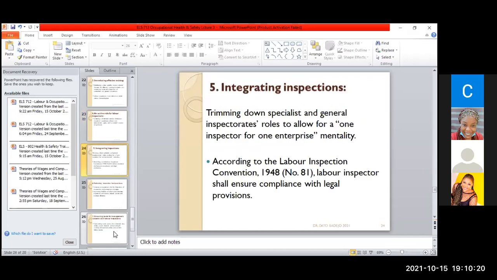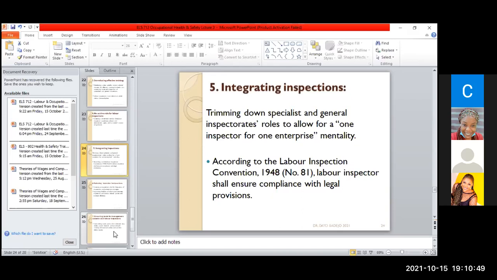Again, number 5, integrating inspection. As I said earlier, there should be a way to integrate all these people to work in synergy. There's need to trim down specialist and general inspectorate roles to allow for a one inspector for one enterprise mentality. As I've said, there are peculiarities that have to do with the different industries. And so they must be trained in that light.